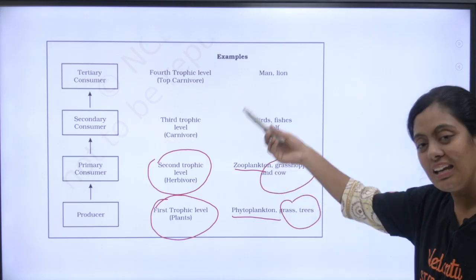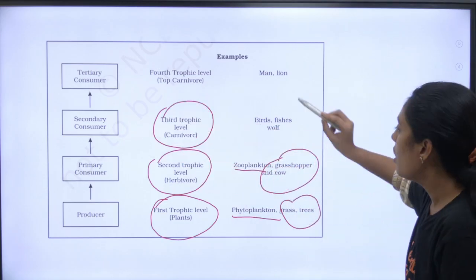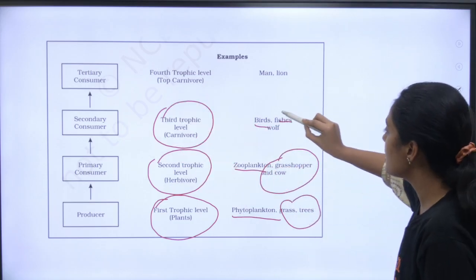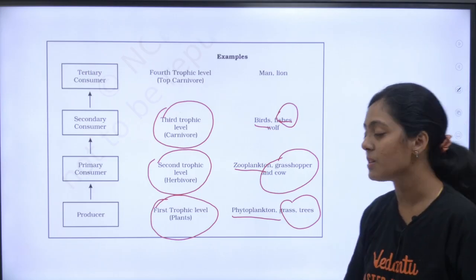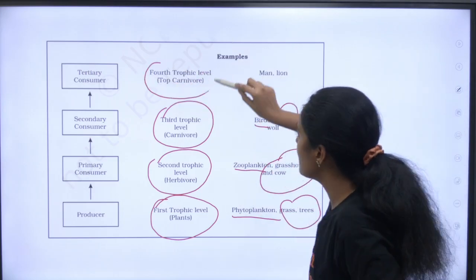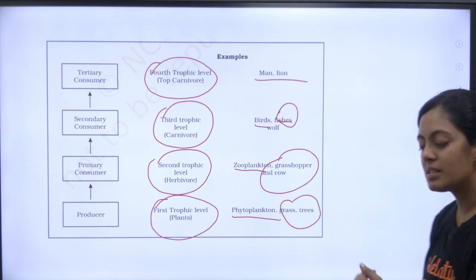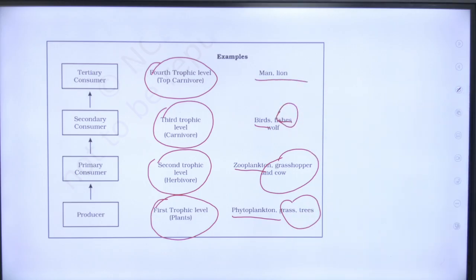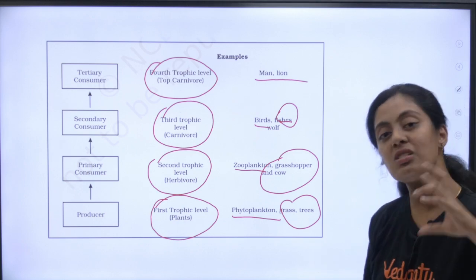Then you have your secondary consumer, they form your third trophic level, or your carnivore, okay. You have birds and fishes in your aquatic system, birds and wolf in your terrestrial system. Then you have your fourth trophic level, that is your top carnivore, you have man and lion. Okay, so this is how each organism occupies a position in the food chain, and that position is what we call the trophic level.